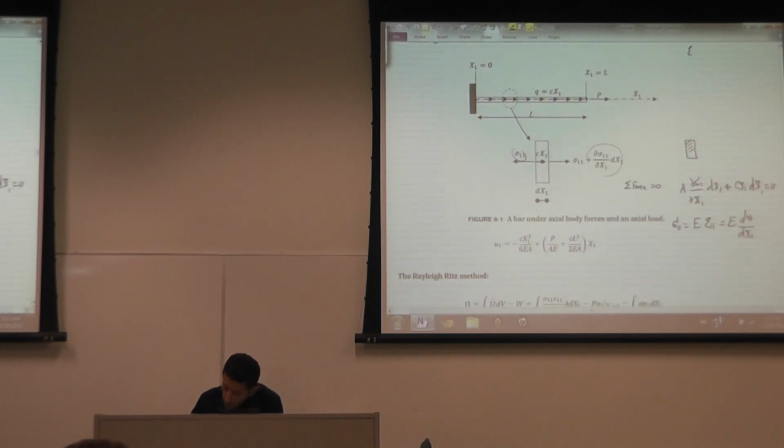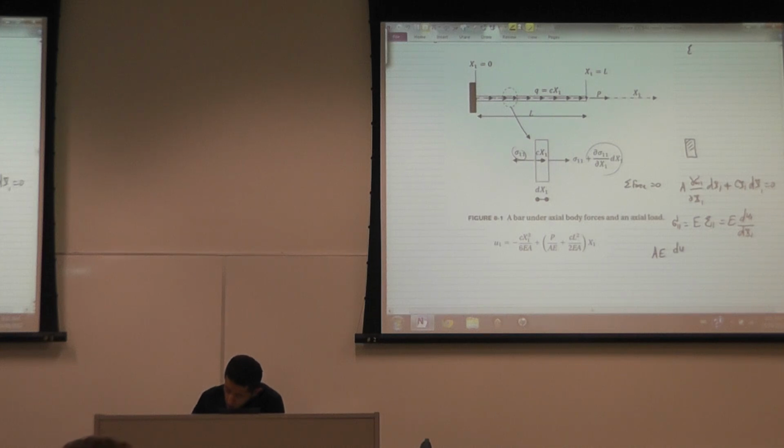So you get an equation that says A E d squared u1 by dx1 squared equal to negative c x1. I think in the notes I put here divided by A. This is the equation that I'd like to solve, the differential equation of equilibrium.